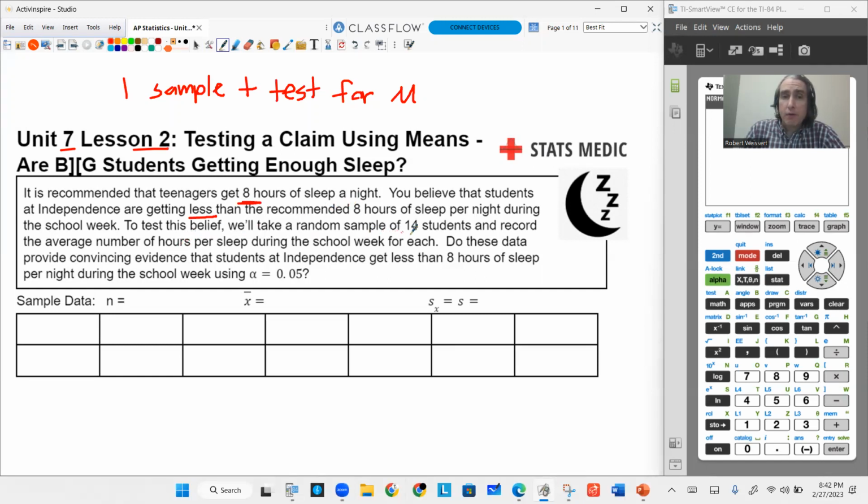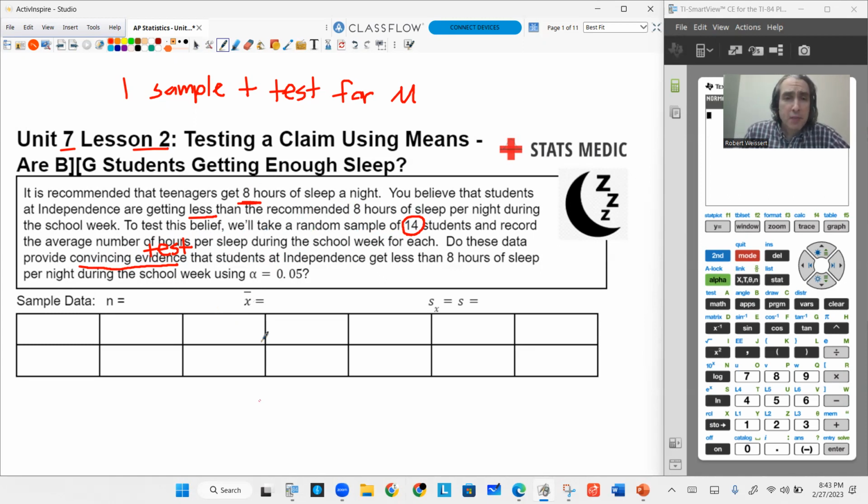So we're going to take a random sample of 14 students and record the average number of hours of sleep during the school week for each. Do these data provide convincing evidence? That language right there lets you know that is going to be a test that students at Independence get less than 8 hours of sleep per night during the school week using, and they give you the alpha 0.05.